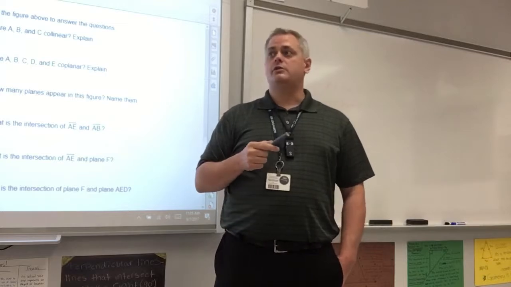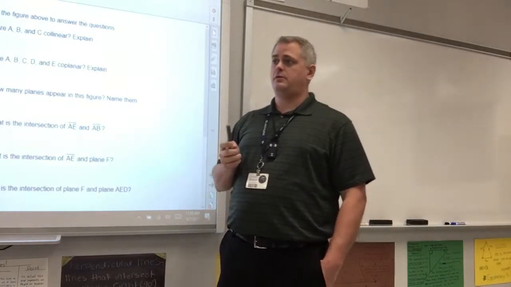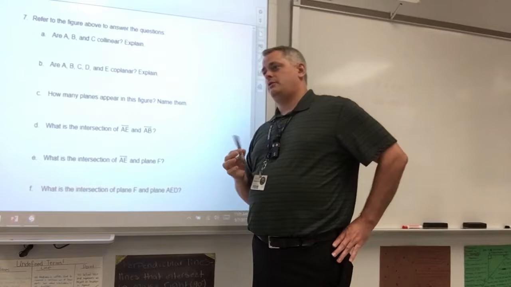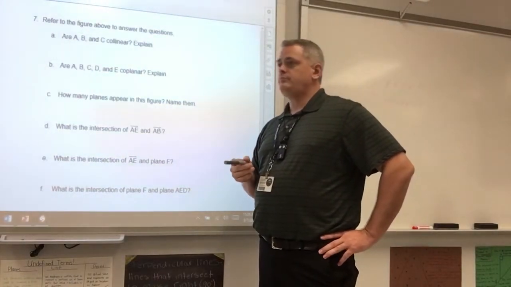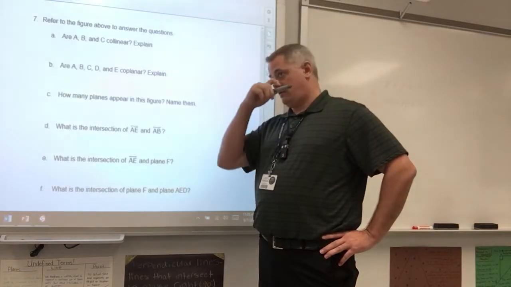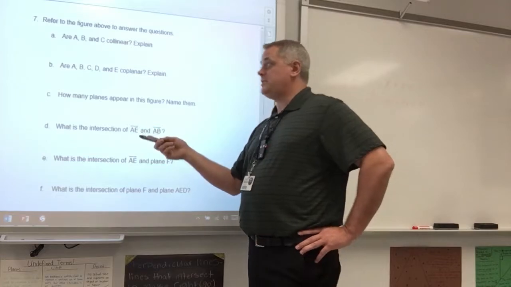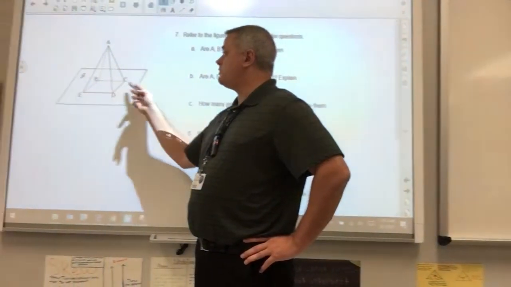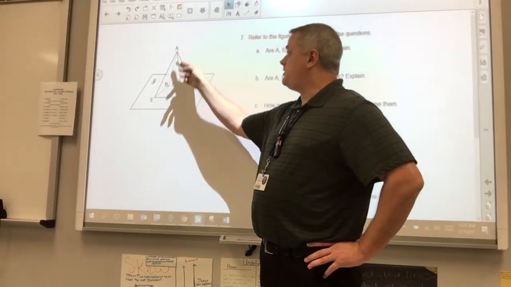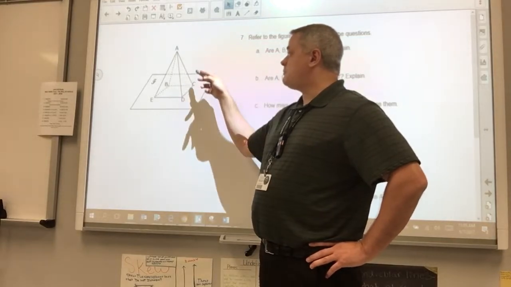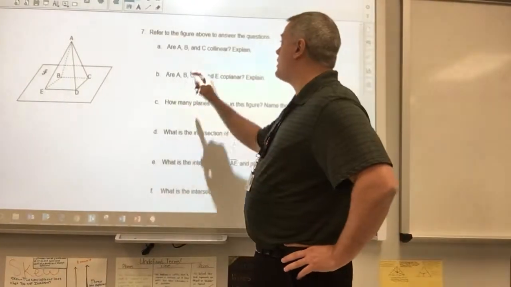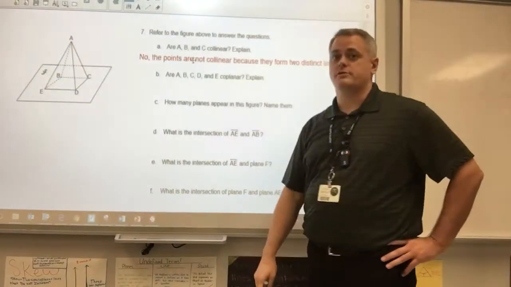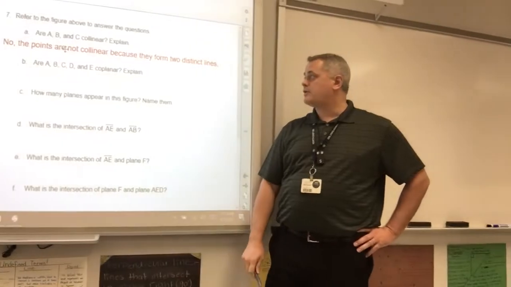Are they collinear? Nadia, what did you say? Okay, so B and C, you're looking at it like that. You're saying those look like they're on the same line. B and A would be on the same line, and C and A would be on the same line, but together all 3 points are not on the same line. So you're saying no, that they're not collinear, and I agree with that. No, those points are not collinear. All right, moving on to the next one.